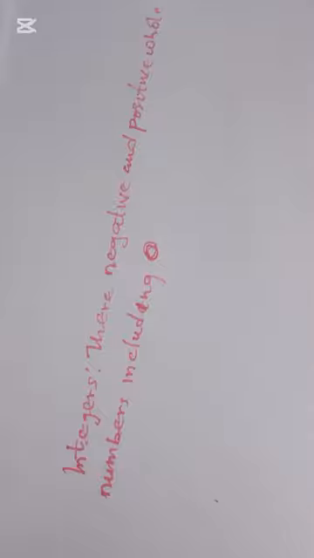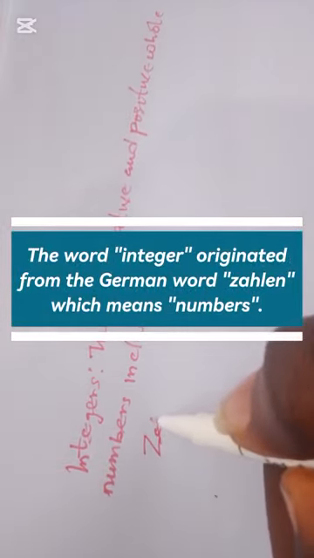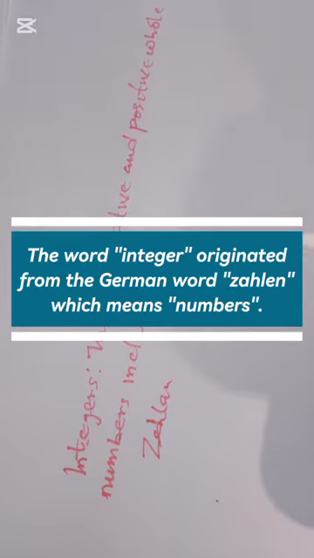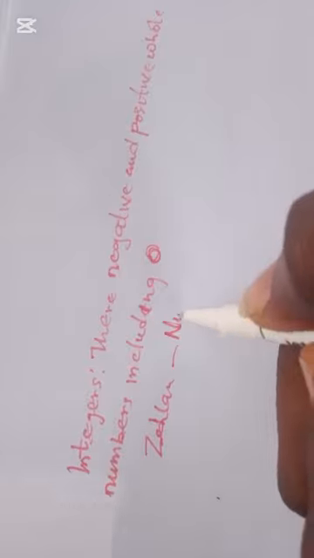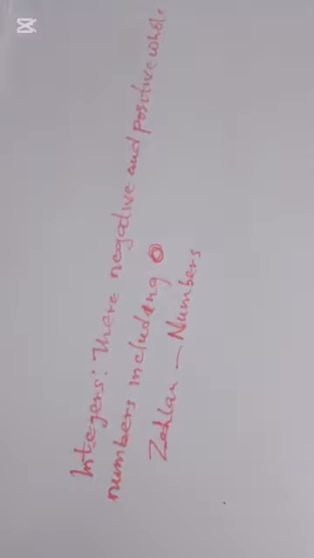All right, and these integers come from the word Zahlen, which is a German word, which means numbers. All right. So now let's move on to how to find the sum of these integers, the sum of squares and cubes of these integers.